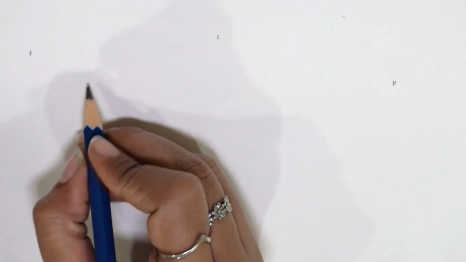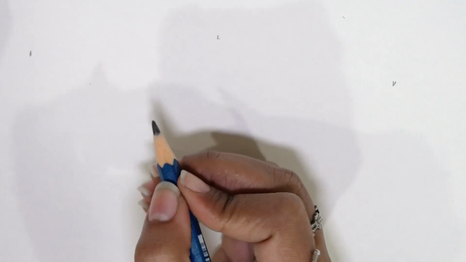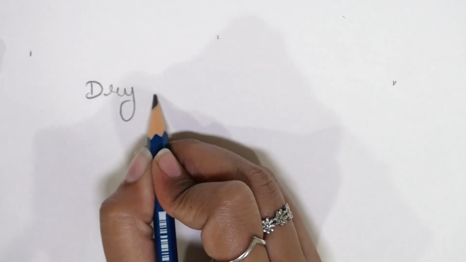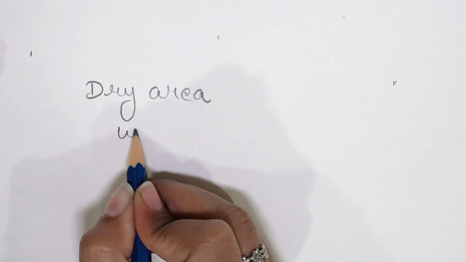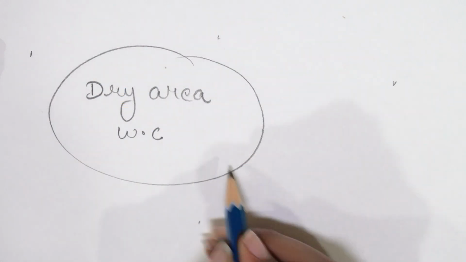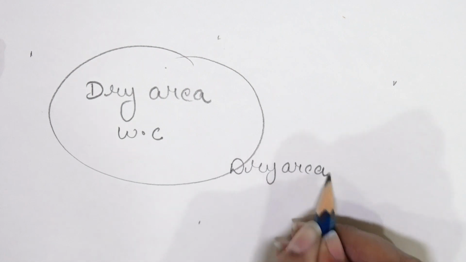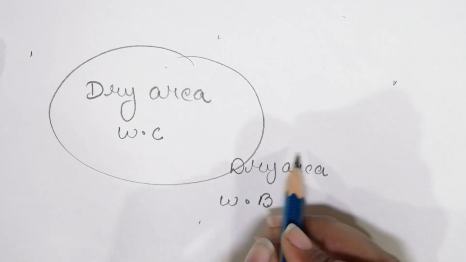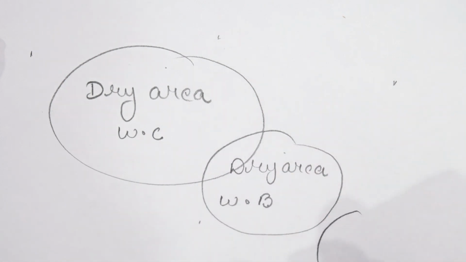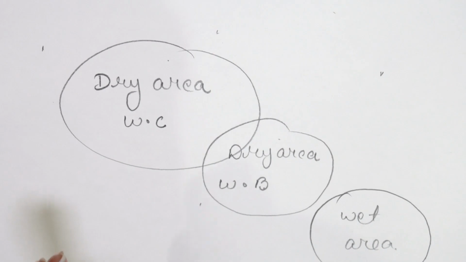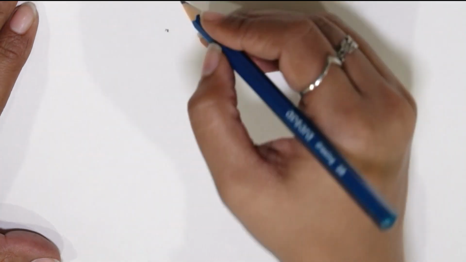Now let me show you the correct zoning process. You have to avoid intersections of both the dry areas and the wet area. So what you can do is, this is your dry area, that is the WC. This is again your dry area, that is the wash basin. And this is your wet area. So your wet area is completely separated by the dry areas. Now let me explain the correct zoning with a sketch.